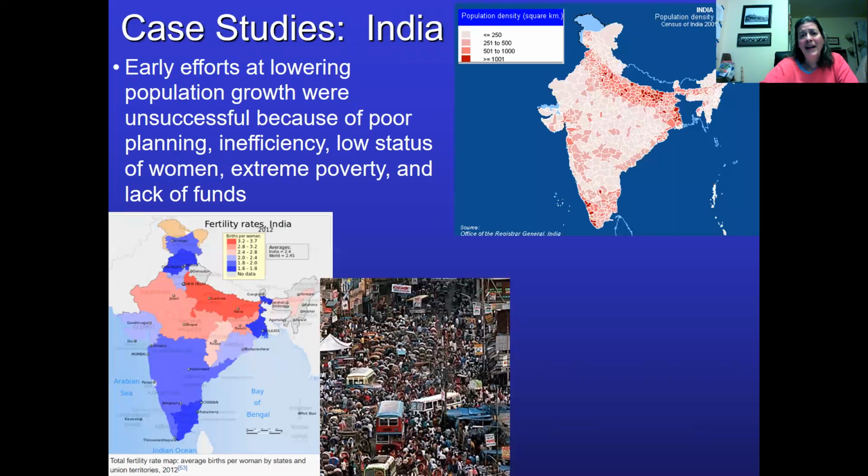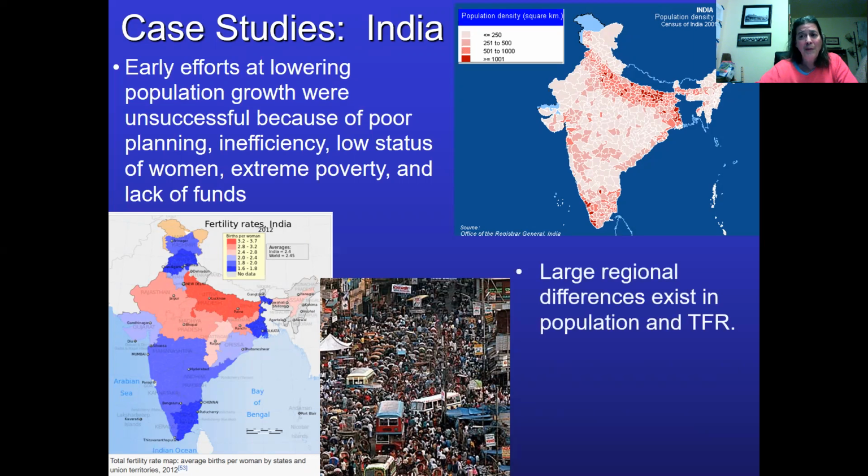Moving along to India. India also had an exploding population, but unlike China, they haven't been able to reduce their population growth as much. And part of that has been just poor planning, inefficiencies in the system. Women have very low status in India. And as we learned in the last lecture, educational attainment and status of women in the workforce, et cetera, lowers fertility rates. And then there's just a lot of poverty in India too.